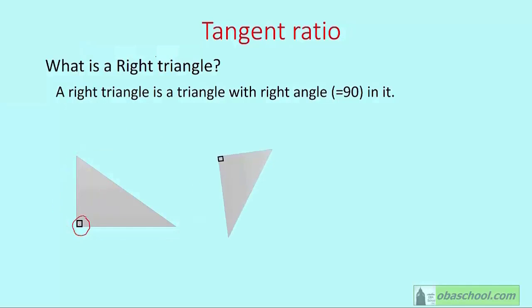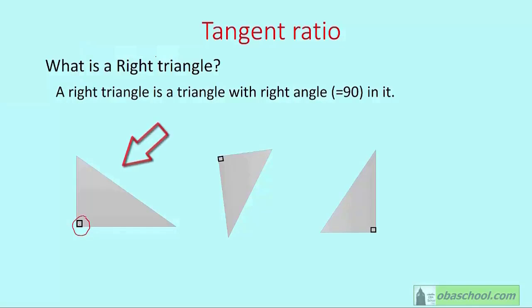So the right triangle is a triangle that contains a right angle which is equal to 90 degrees. Since this triangle includes a right angle, it's called a right triangle. And for the other two triangles, because they have right angles, we call them also right triangles.